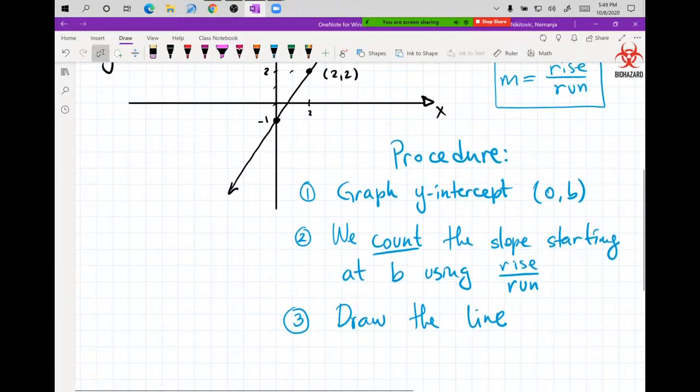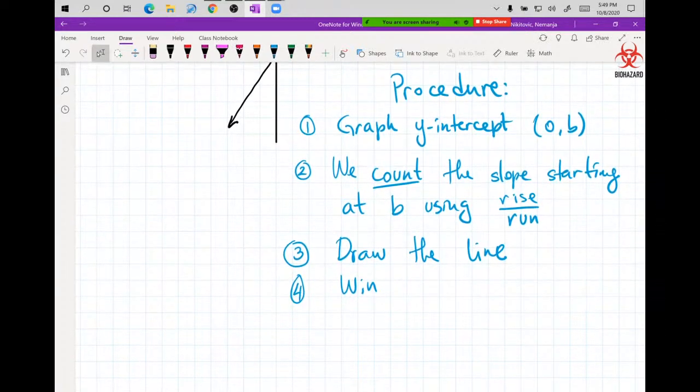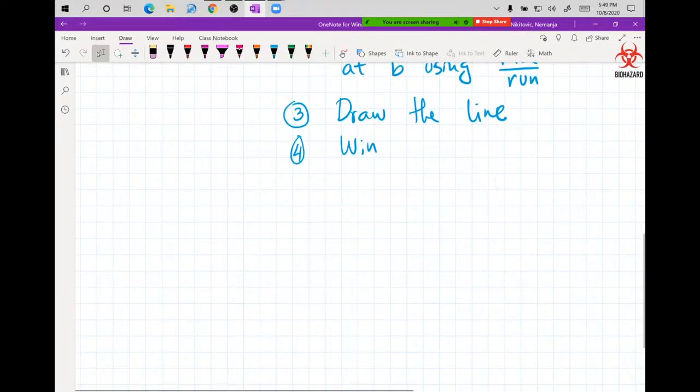Maybe I should add a step 4: win. There you go. Done. So that is our procedure. You graph the b value first, which is your y-intercept, and clearly because it's a y-intercept, you graph it on the y-axis. And then starting at that location, you count the slope that's given to you.